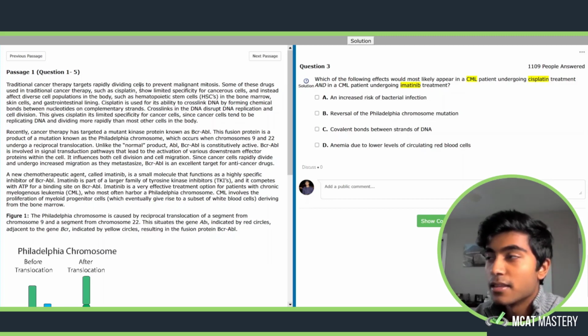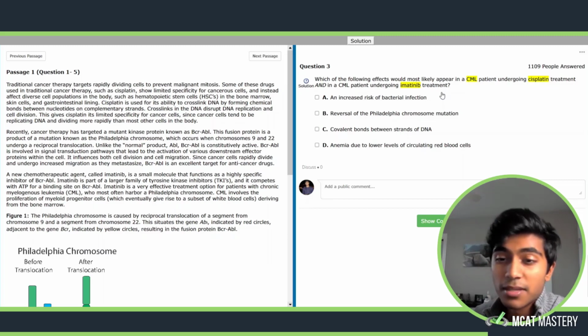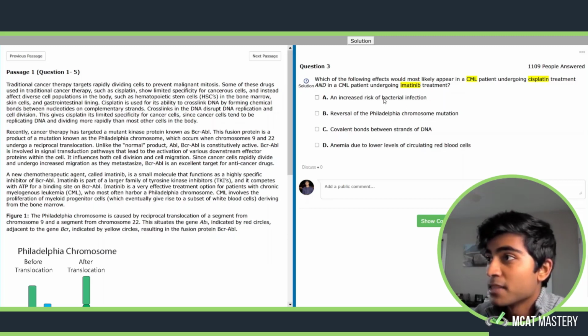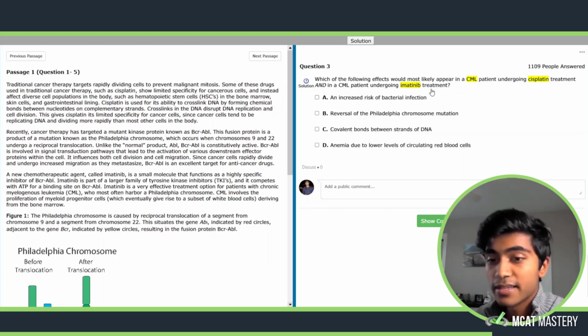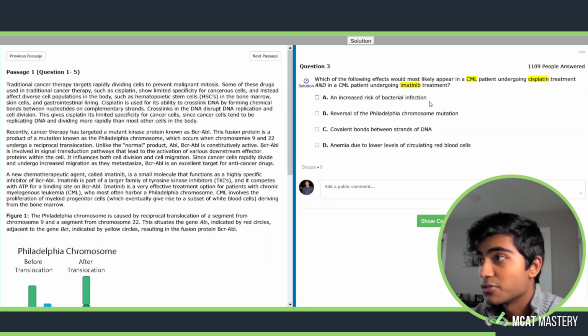So then we look through the answer choices, right? We look for something in common that says white blood cells. So an increased risk of bacterial infection, that does make sense, right? You're dealing with a case where there are less white blood cells. So an increased risk of infection makes sense because there are no white blood cells to fight it. So I like that answer choice.